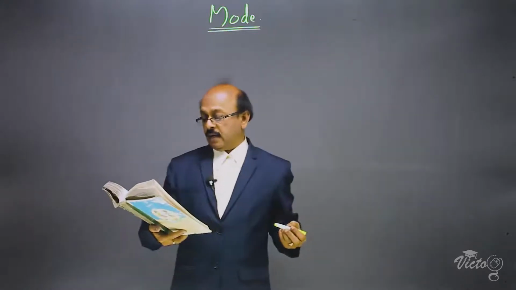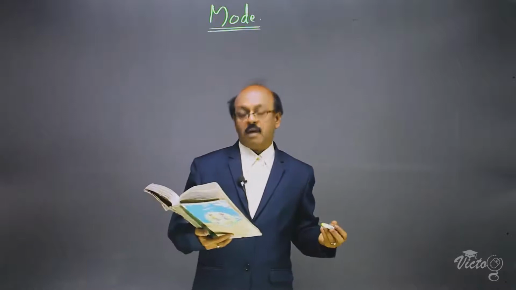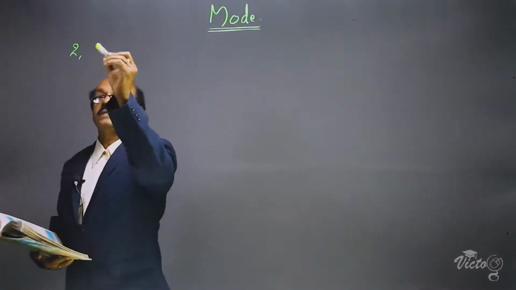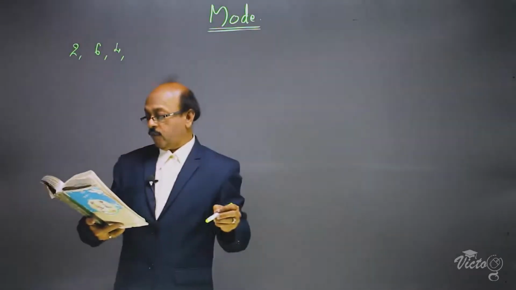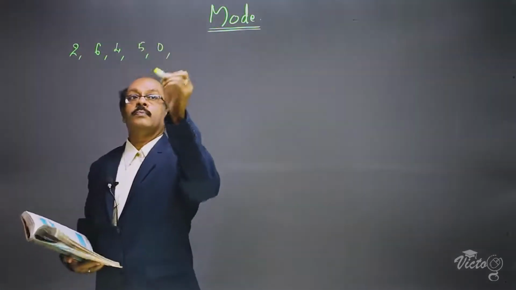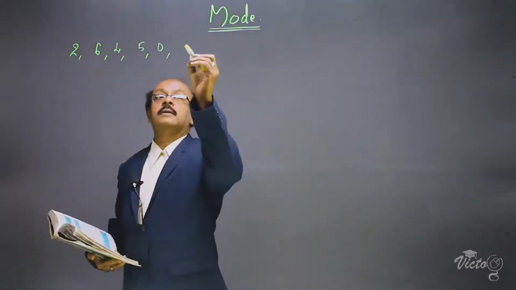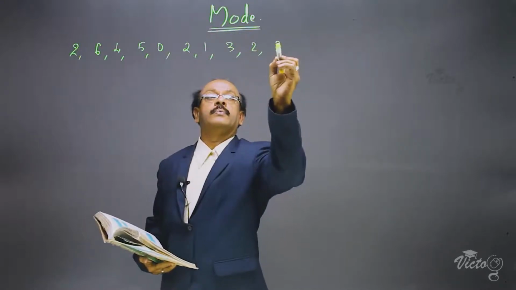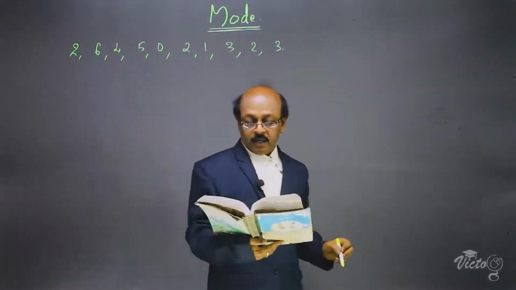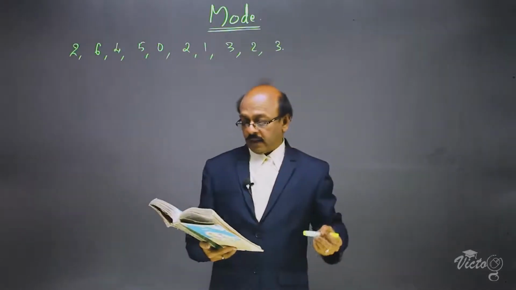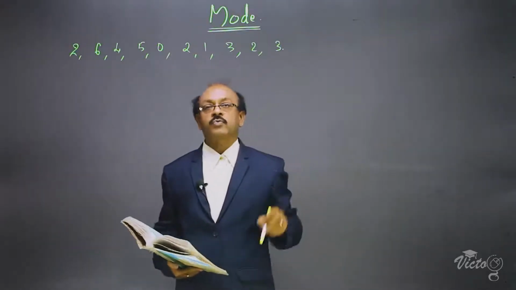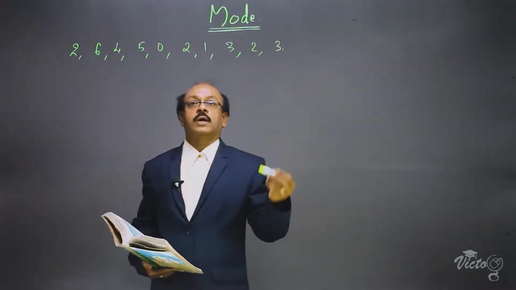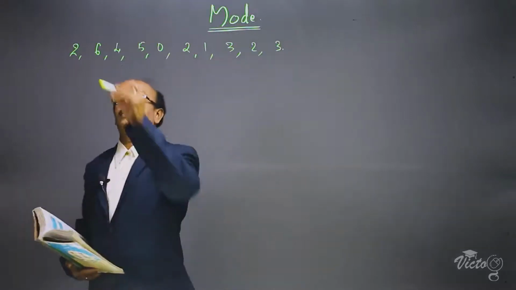The wickets taken by a bowler in 10 cricket matches are as follows: 2, 6, 4, 5, 0, 2, 1, 3, 2, 3. This is the wickets taken by a bowler in 10 cricket matches. We have to find the mode of these observations. Which is the most frequently occurring observation?